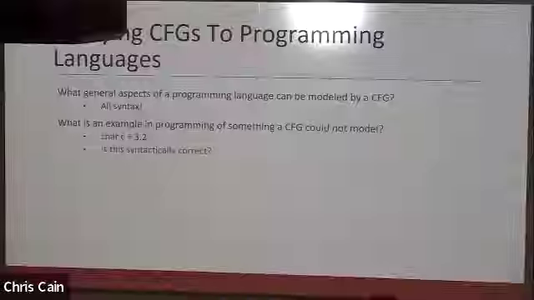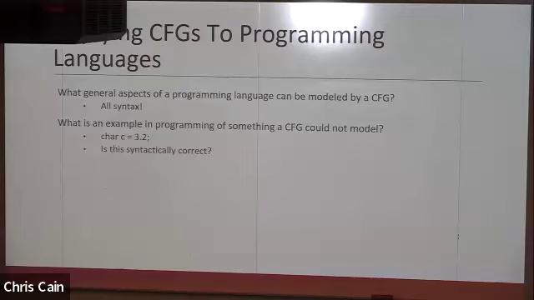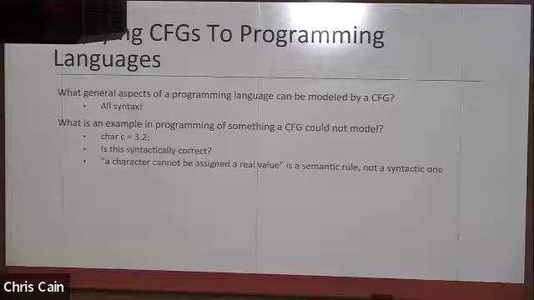So the answer is yes, it is syntactically correct. But we have semantic rules that deal with why we don't allow this. So we need an additional portion of compilation to go over semantics rather than just a context-free grammar. We cannot express type clashes in grammars. So this is trying to shove a double into a character variable.